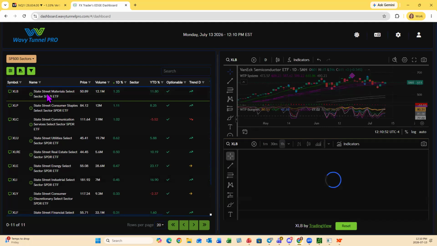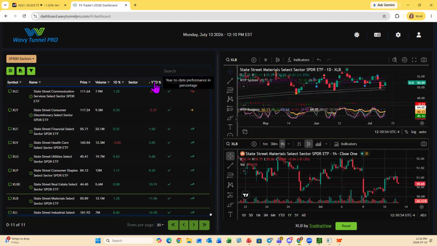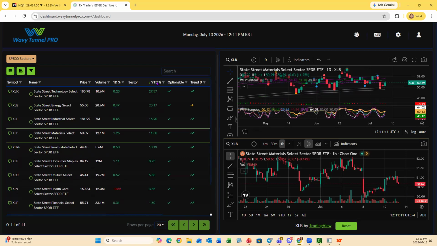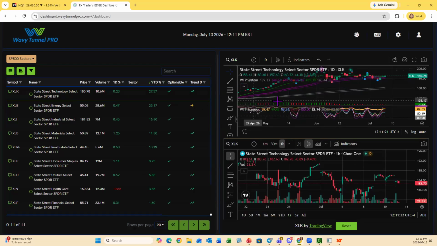Now, why don't we take a look at the year-to-dates? So the two indices that are down year-to-date are going to be the communication services and consumer discretionary. You can see that year-to-date return. And then if I filter for the highest returns first, the highest return is still the technology stocks, 27.57%. So here we go. I have the technology stocks here.